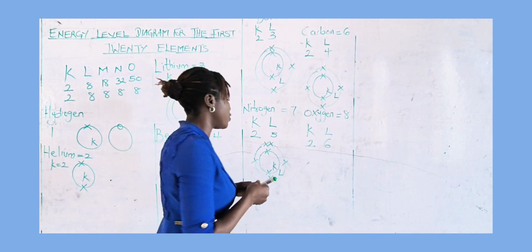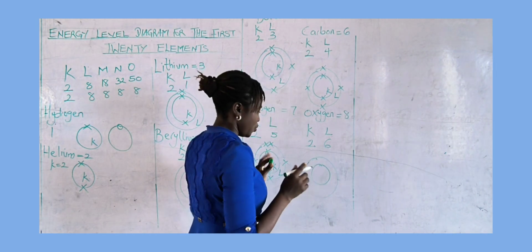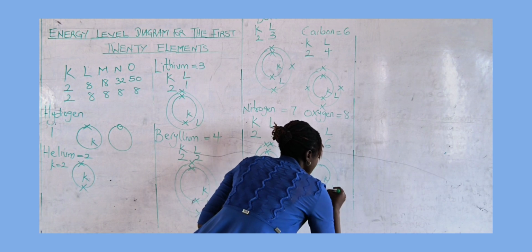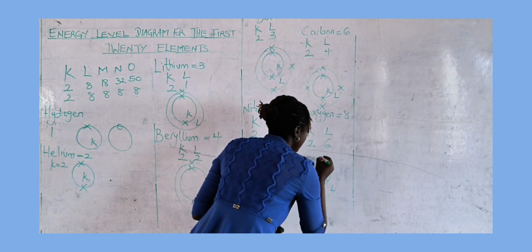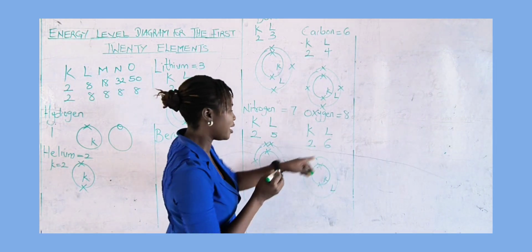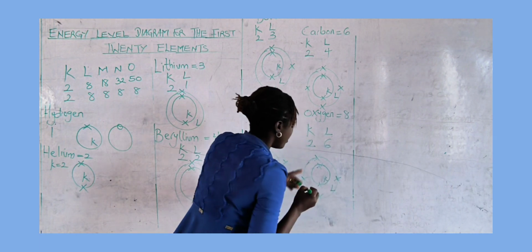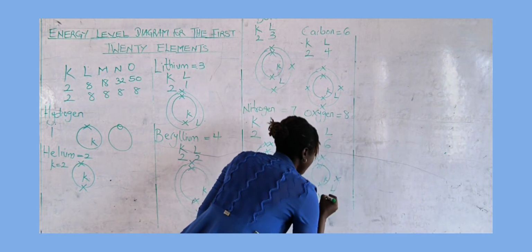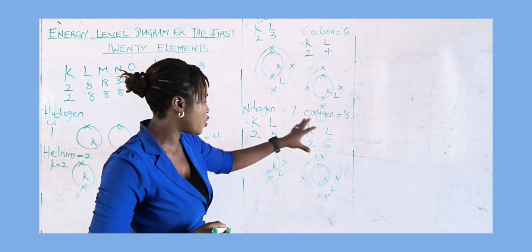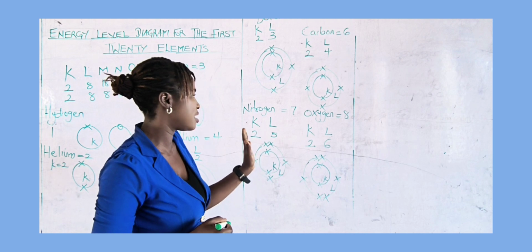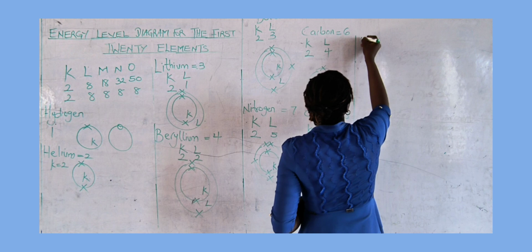So let's draw it out. For the diagrammatic representation, we have 1, 2. So this is our K and this is our L. We have 1, 2. Let's see, to draw the ones on the L, let's go 1, 2, 3, 4. Remaining 2, right. 5, and you put your last one here, 6. You can see, this is how to share your electrons. This is for oxygen, that is 8. The next one, we have fluorine.